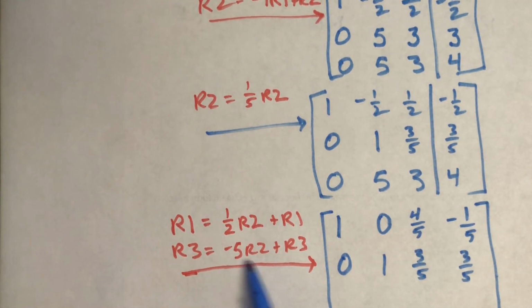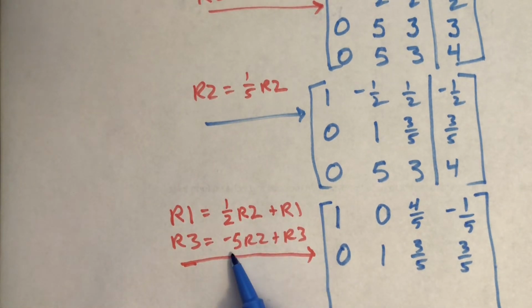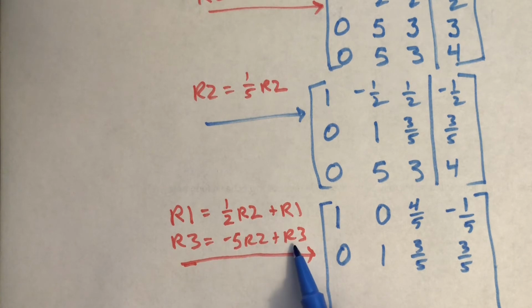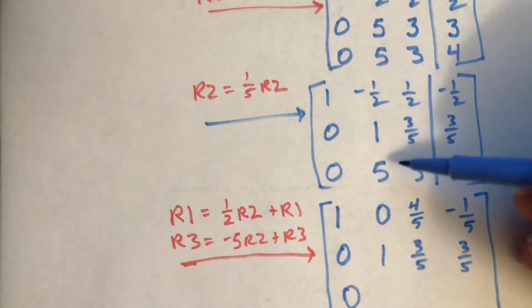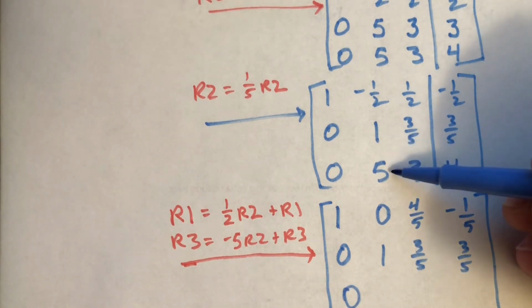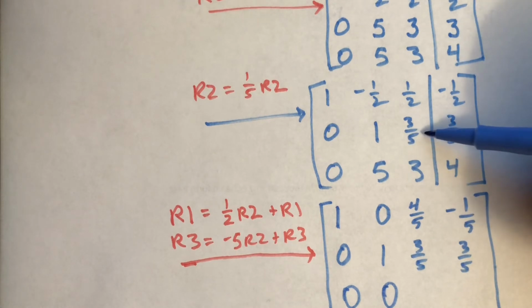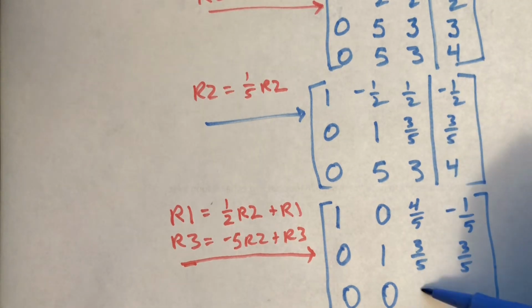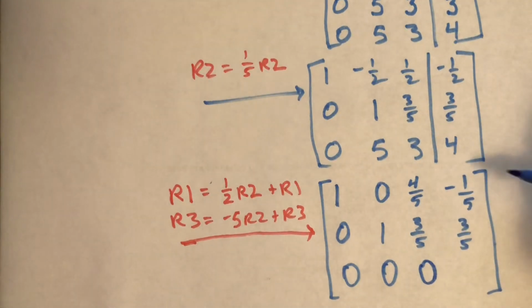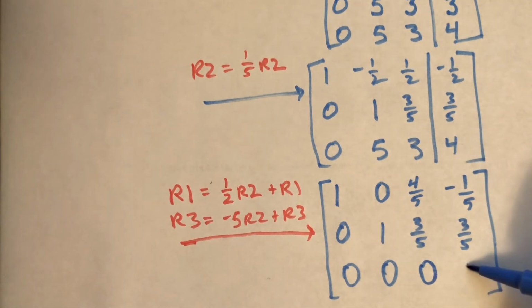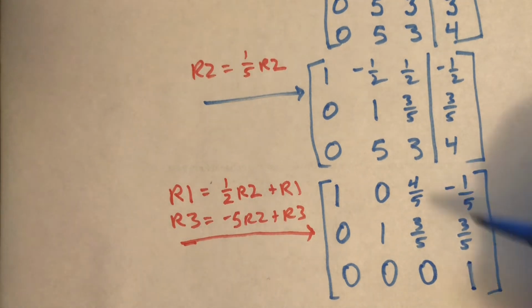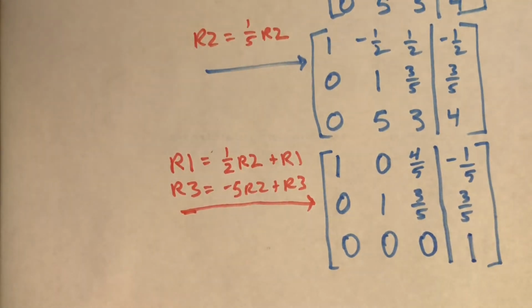Okay, and then our third row, we're going to have negative 5 times row 2 plus row 3. All right, so negative 5 times row 2, that's 0, plus row 3, that's 0, so we got 0. Negative 5 times row 2 is negative 5, plus this one would be 0. Okay, good. Negative 5 times 3/5 would be negative 3, plus 3 would be 0. Negative 5 times this one would be negative 3, plus this one would be a 1. Okay. All right, so this is now in reduced row echelon form.